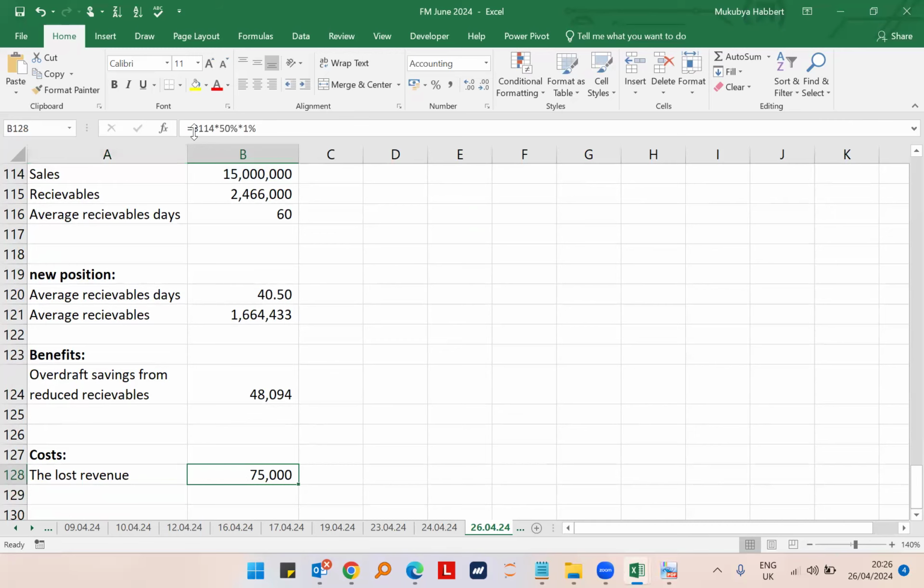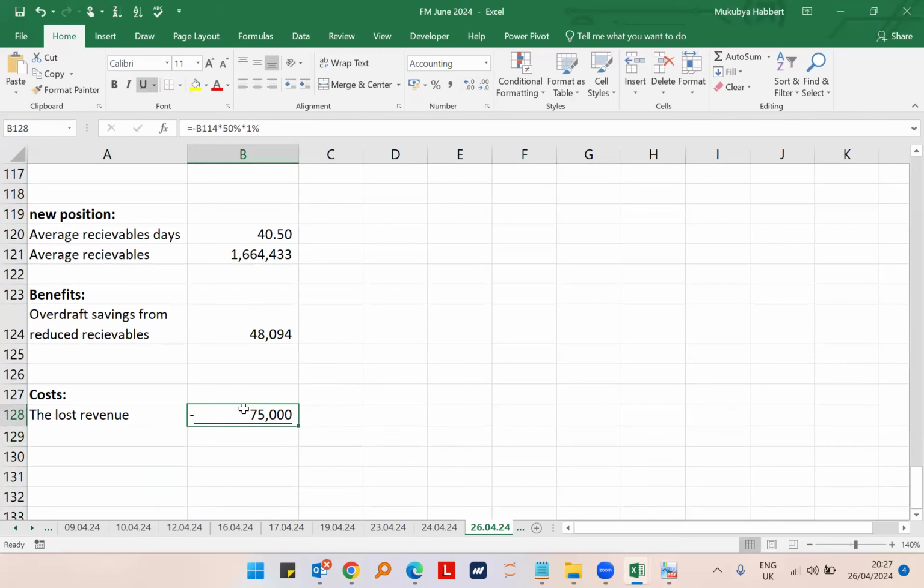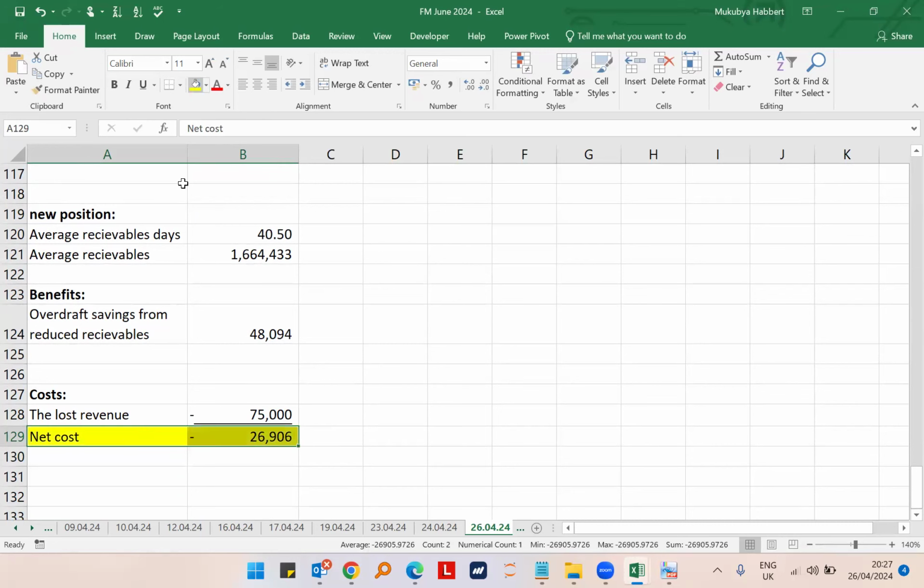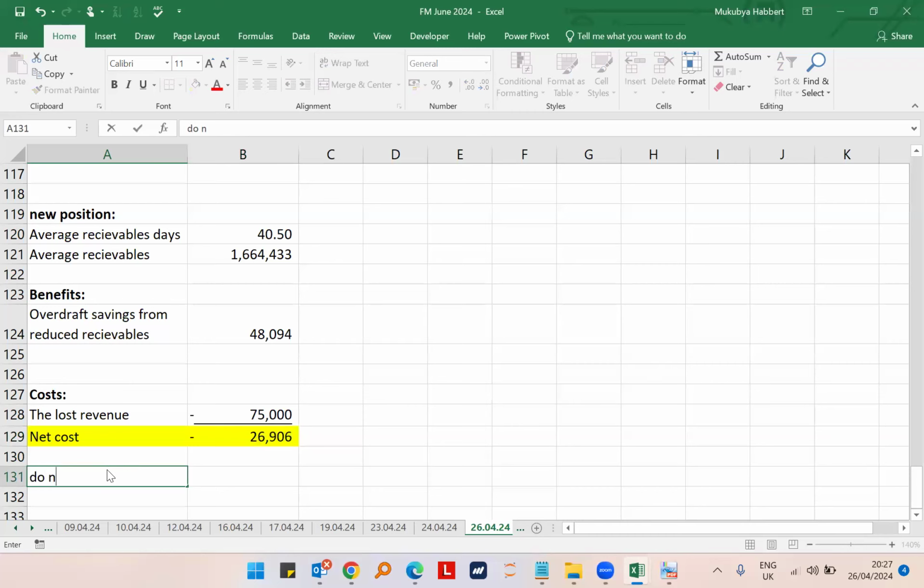So now you can decide to make the cost negative, benefit positive, so that when you add them, you are able to see that actually there is a net cost. So because there is a net cost, the decision is do not offer the discount. That's very clear. Do you understand the logic? Yes. Okay. So that is the first part.